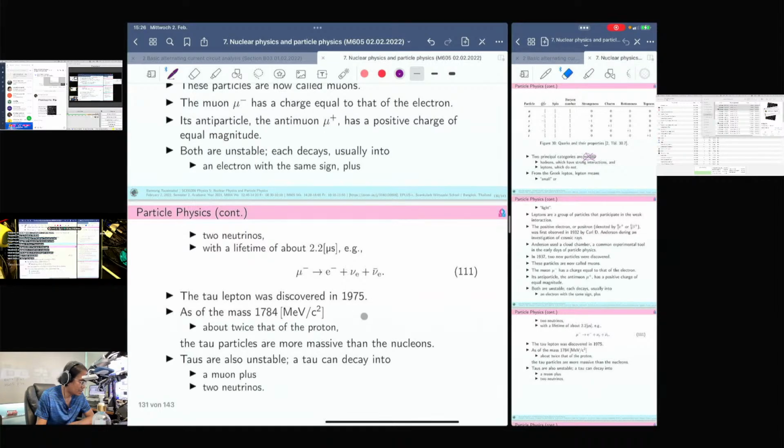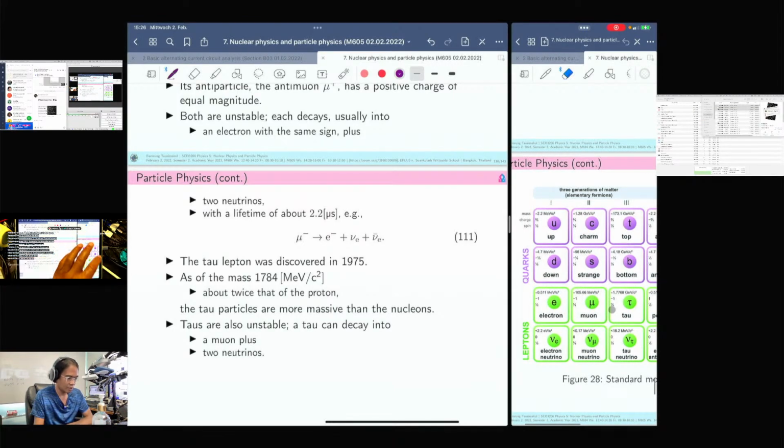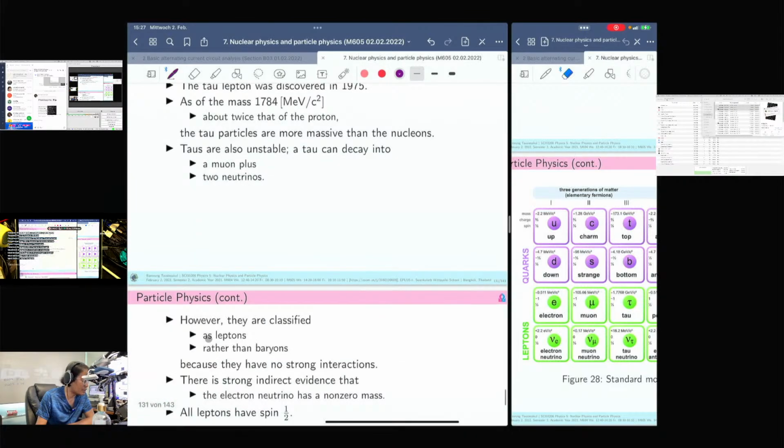Yes, the mass of the tau lepton is about twice that of the proton, but they are not considered quarks or anything like that at all. The tau are more massive than the nucleons, and tau are also unstable. It's like a muon, right? Whether the typical version or the antiparticle version, both are unstable, and a tau could decay into a muon plus 2 neutrinos. Before it goes down to an electron, it needs to become the muon first, and then it will decay to an electron because tau is much bigger than an electron. The decay process of the tau will be discussed later.